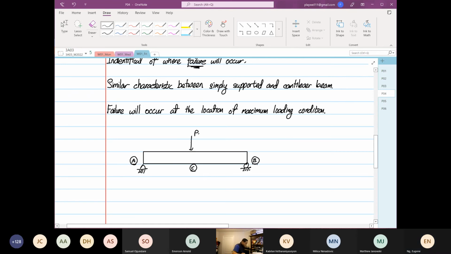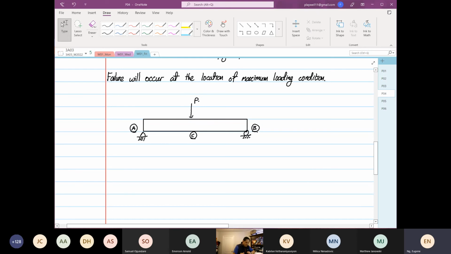We are aware that failure will occur at point C, like what I explained this morning. But why? Why will failure occur at point C?